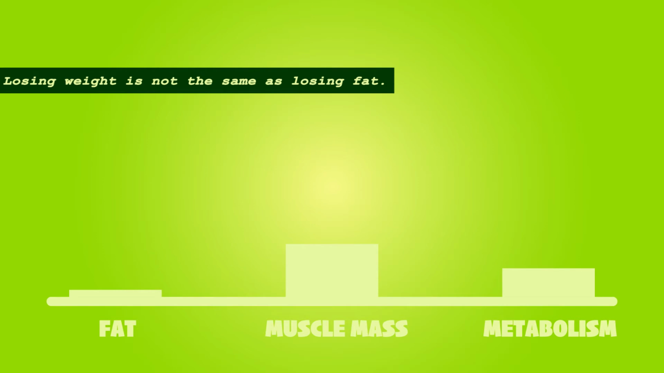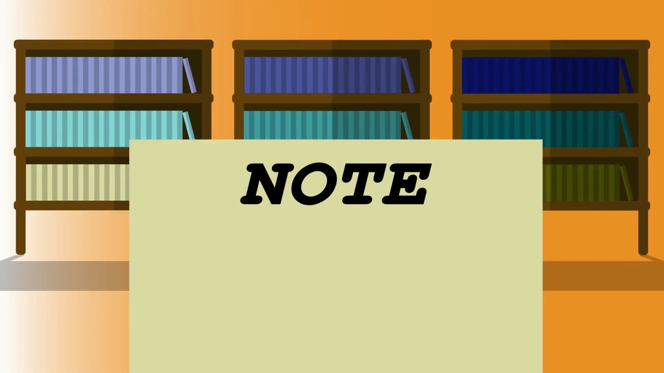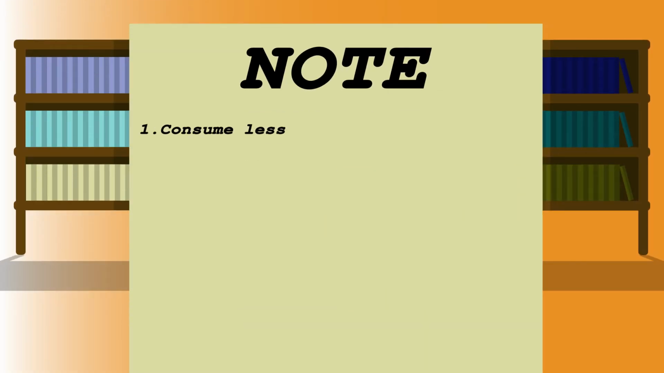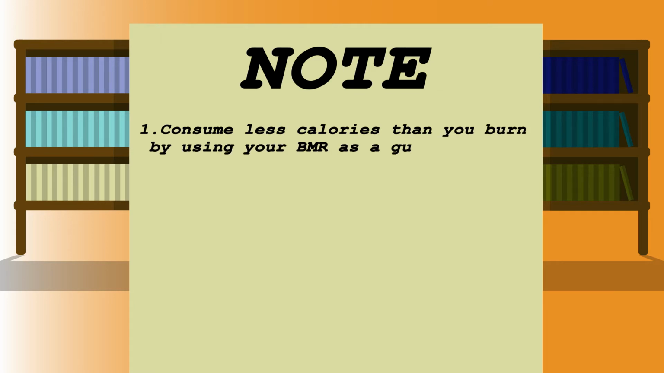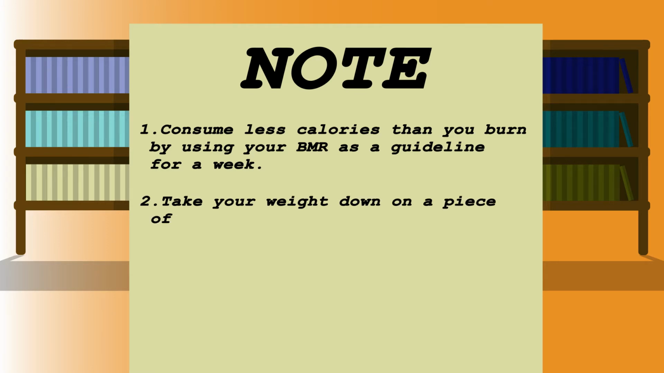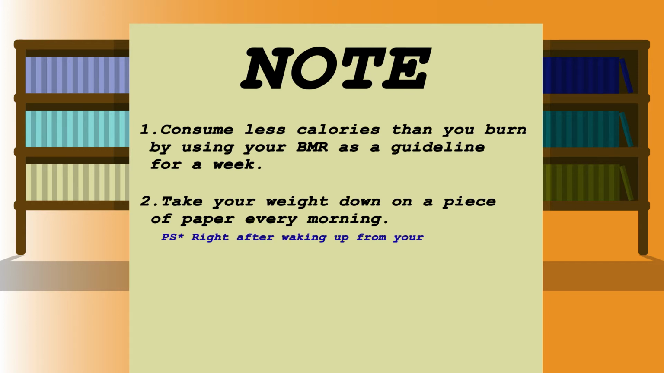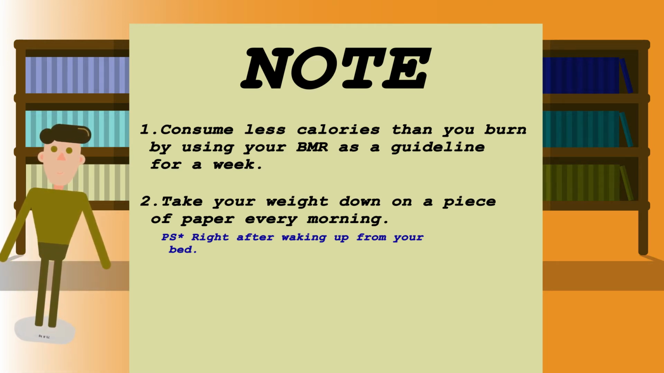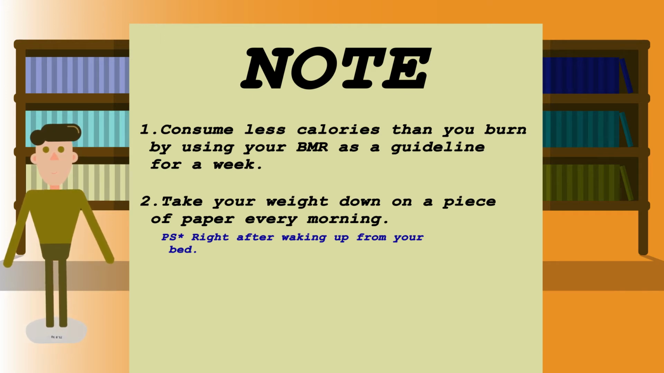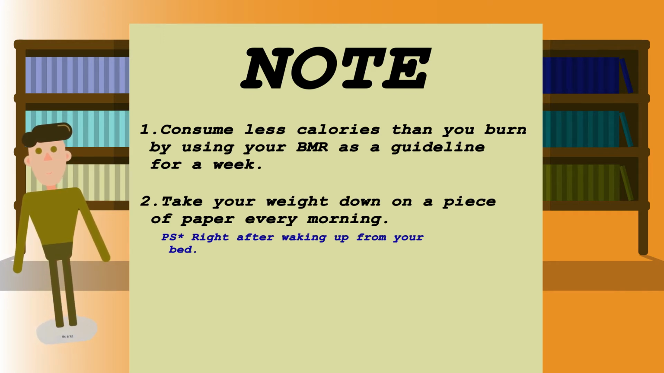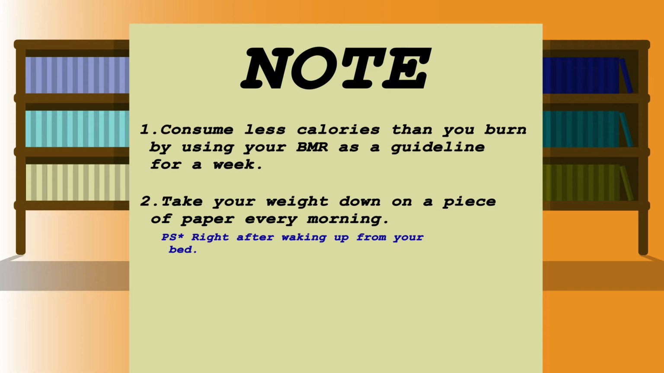We can eliminate these problems by listening to your body. Here's what you should do. You need to consume fewer calories than you burn, using your calculated BMR as a guideline, for a week. Throughout that week, you are required to weigh yourself every day and write your weight down on a piece of paper. Your weighing session should be performed right after you wake up. This is when you can figure out the net weight of your body because you don't have any undigested meals staying in your stomach, as you haven't eaten breakfast, lunch or dinner, which would add some extra weight to your body if the food is not fully digested and excreted.